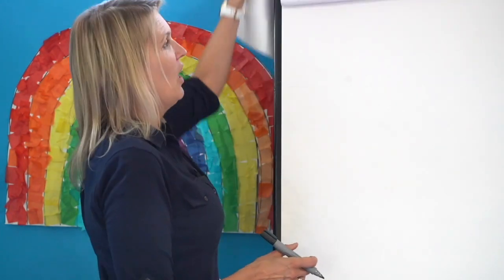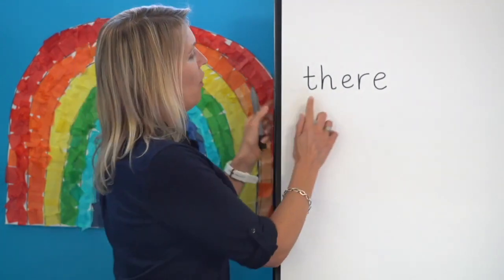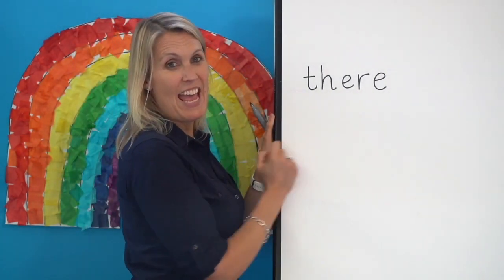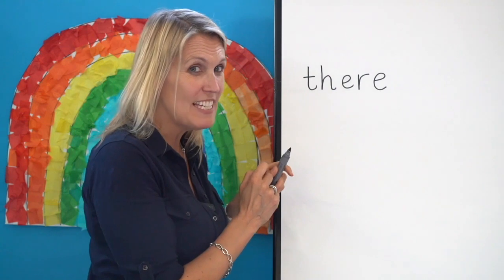Your turn. Say the word. Say the sounds. Write them down. Don't forget the tricky bits. The letters E, R, E says air. Can you remember? Did you remember? Let's have a look. You ready? Shall we check? Okay, let's have a look. Air, there. Excellent. Did you get it right?